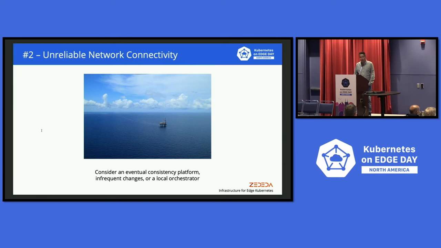Beyond unreliable, they're often not made public to the internet. These companies don't want to put their assets on the internet, right? So you have to deal with egress proxies or VPN connections or have some sort of way to get into these devices through either standard networking or through a system built for it.